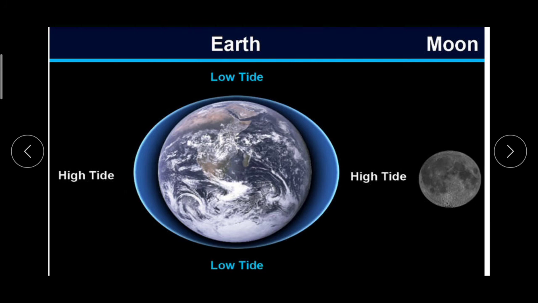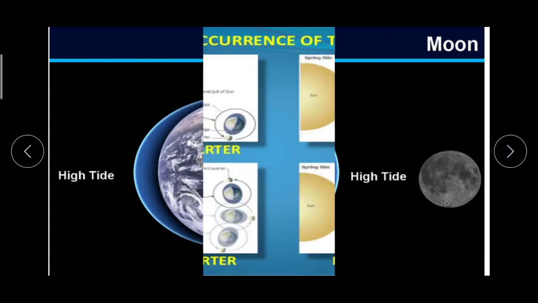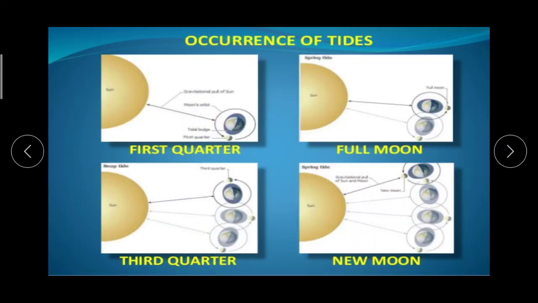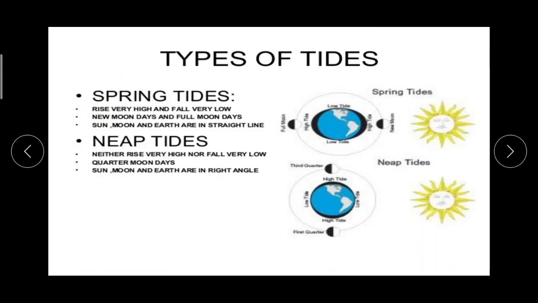Again, by one more image, you can easily understand this. Occurrence of tides due to the relative positions of the earth, the sun and the moon, and also because of the gravitational force and the centrifugal force. Now the next point, types of tides.